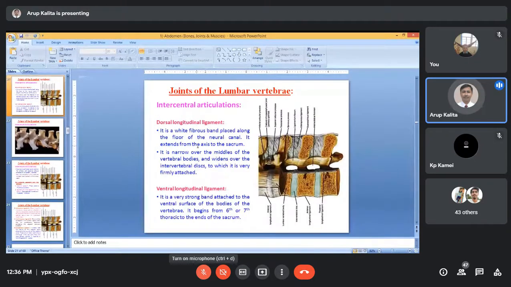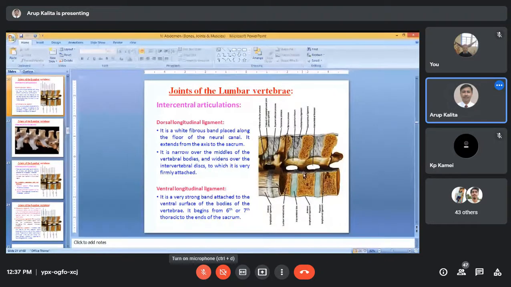Now, the dorsal longitudinal ligament. You see, this is the body of one vertebra, a cut piece, and this is the body of another vertebra. In between the bodies is the intervertebral disc. The dorsal longitudinal ligament is white in color, on the floor of the vertebral canal. And here you will get another longitudinal ligament, also white in color. This one is known as the ventral longitudinal ligament.